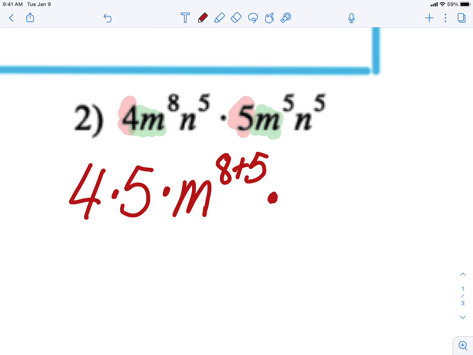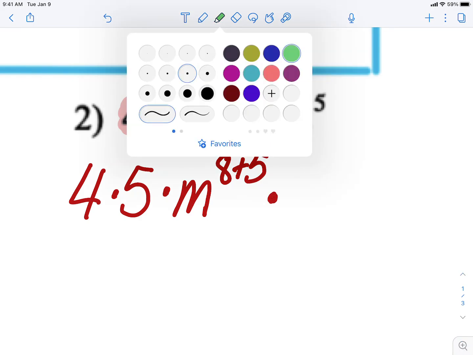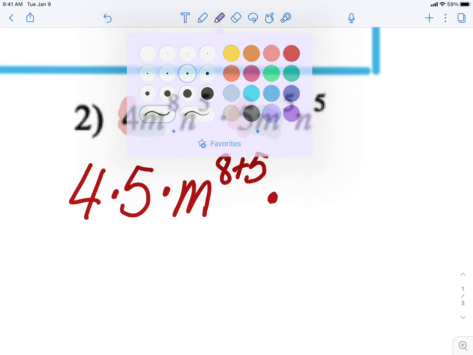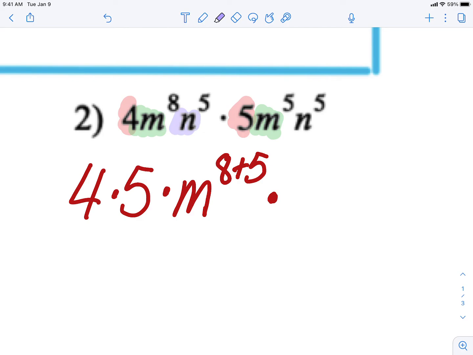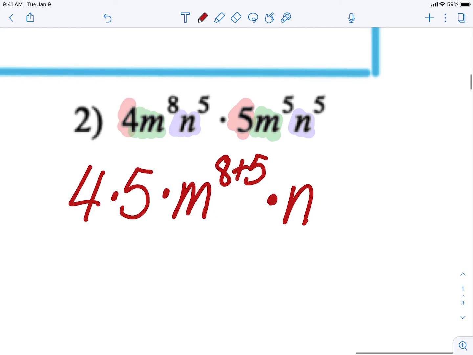Times, I have another letter. I gotta address that other letter, everybody. Let's do purple. I have n here and I have n here. That means I'm going to write n. And what do I do with the exponents again? The bases are the same, right? n and n. So I'm going to take 5 plus 5.